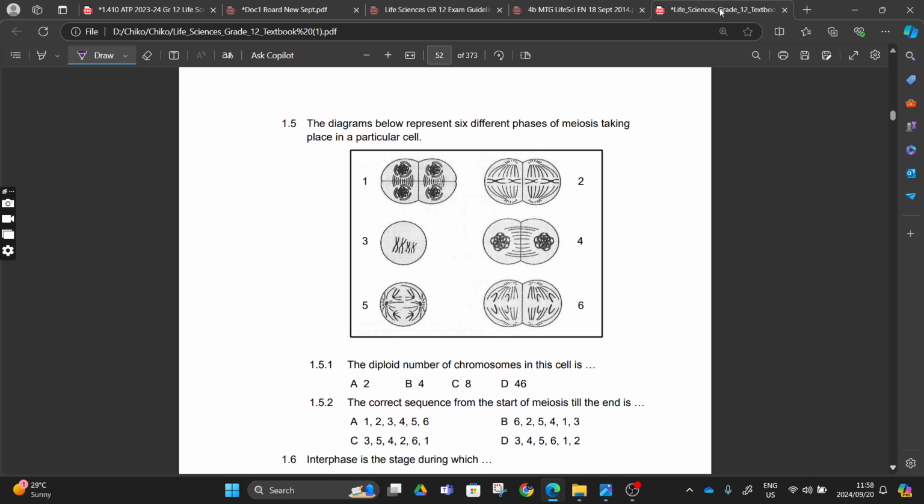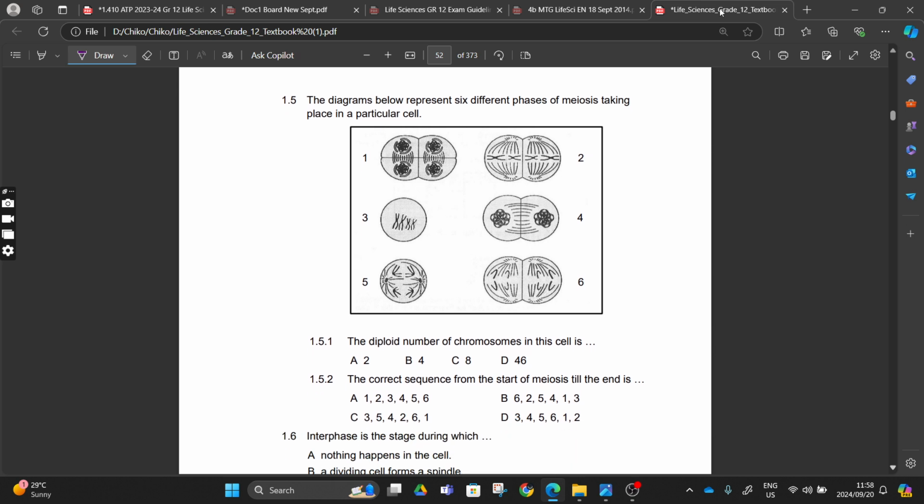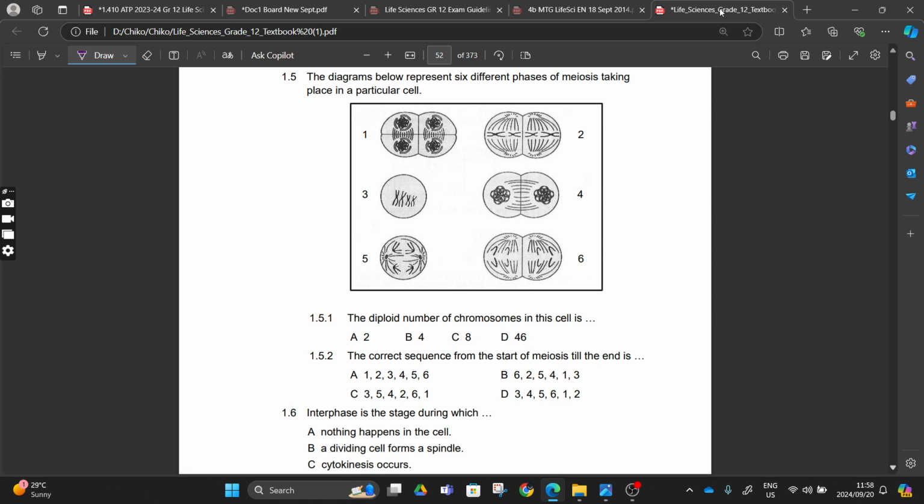The diagram below represents the 6 phases of meiosis taking place in a particular cell. The diploid number of chromosomes in this cell is how many can we count here? 1, 2, 3, 4. As we can see, we have 4 chromosomes, right? The correct sequence from the start of meiosis till the end: we start with number 3 there, where they are arranging at the equator or condensing. And then from there they can be pulled in opposite directions.